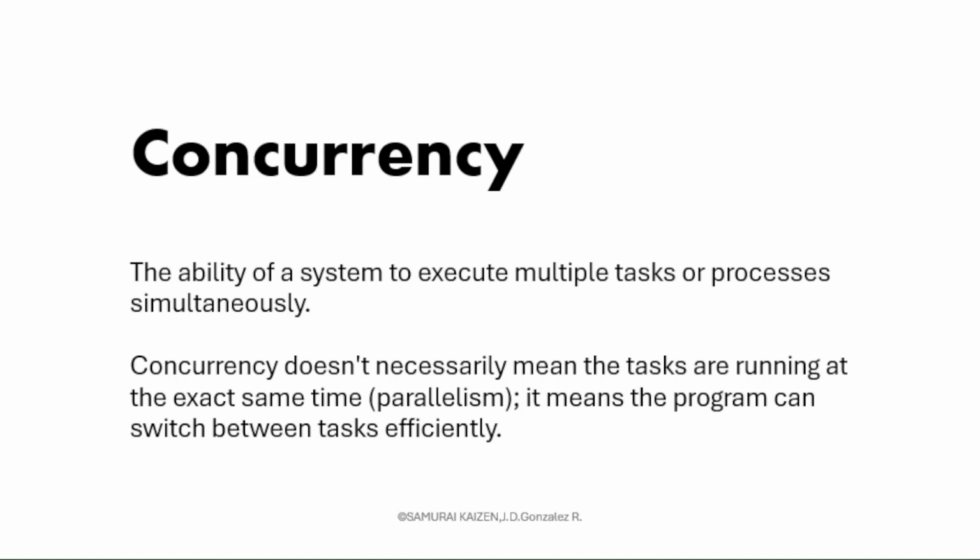Concurrency, programación concurrente, the ability of a system to execute multiple tasks or processes simultaneously. Concurrency doesn't necessarily mean the tasks are running at the same time, as in parallelism. It means that the program can switch between tasks efficiently.